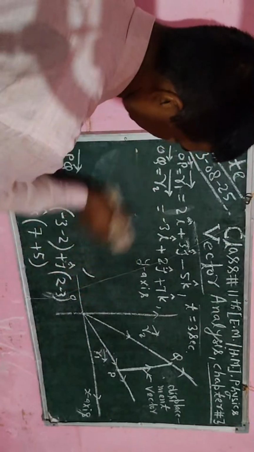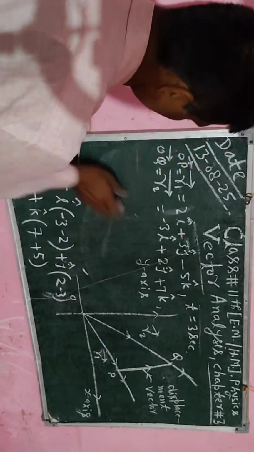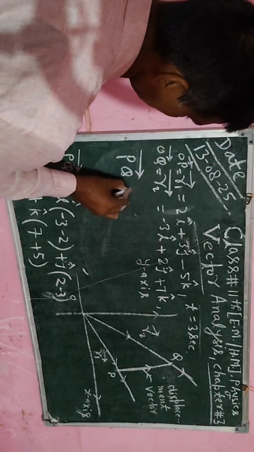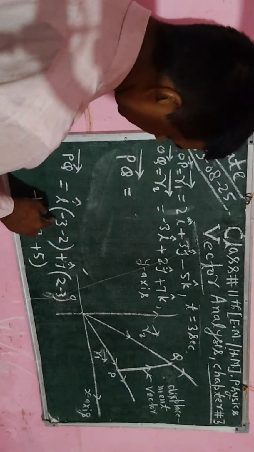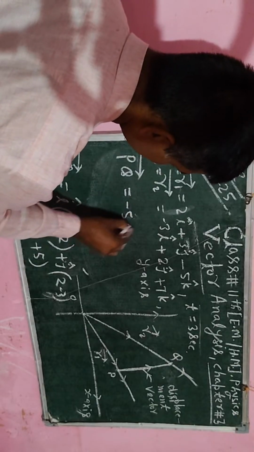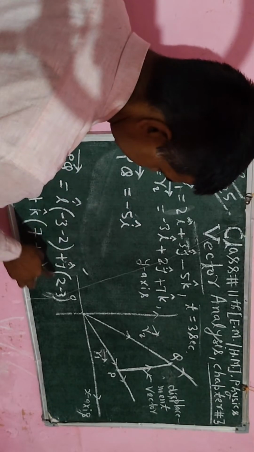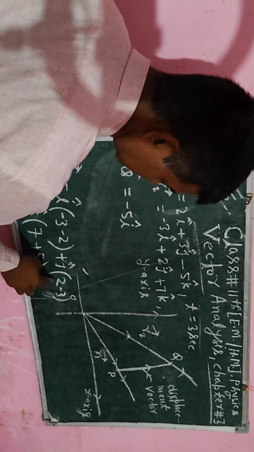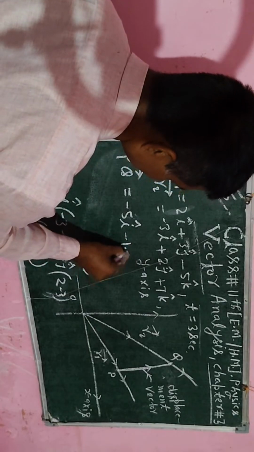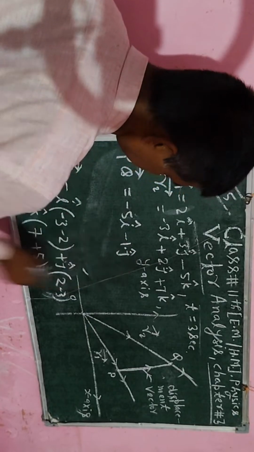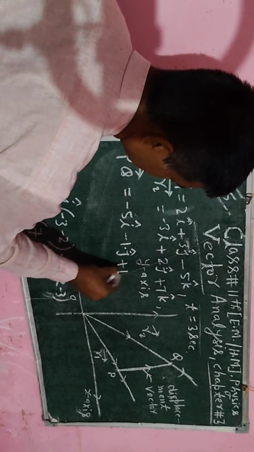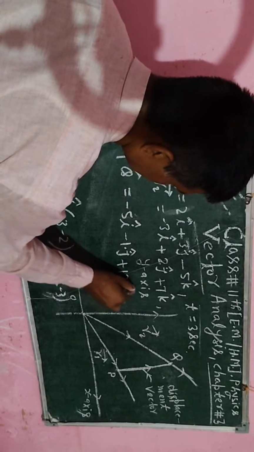After erasing, I will calculate its value and then write properly. So here I will write vector PQ is equal to: -3 - 2, that will be -5 vector i cap, and 3 - 2 will be 1, so the coefficient of j will be -1 vector j cap. Similarly 7 + 5 will be 12, so here I can write 12 vector k cap.